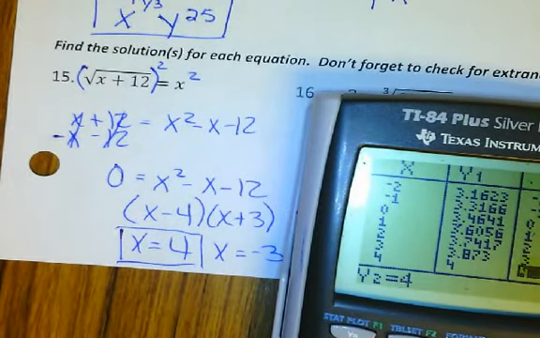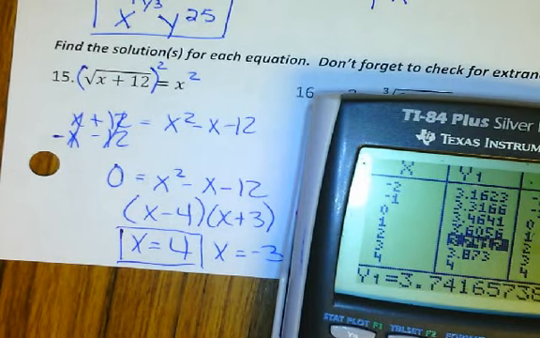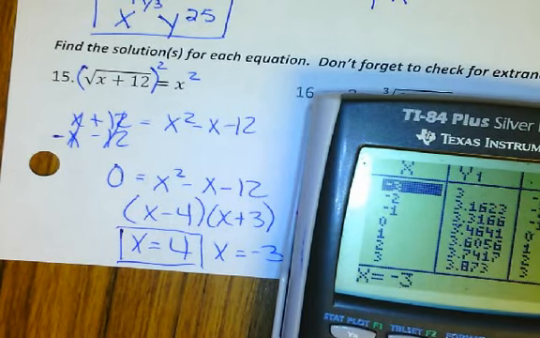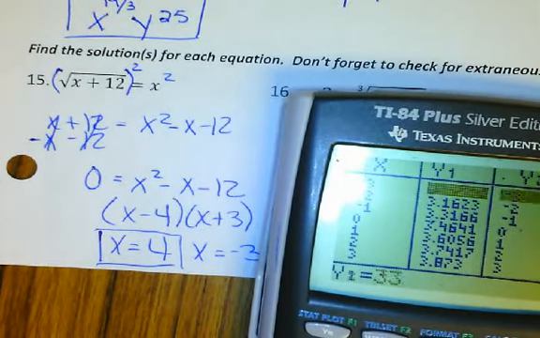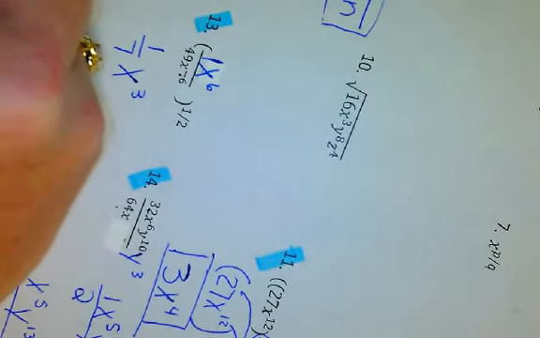Now I'm going to check negative 3. And you'll notice that these are opposites of each other. So negative 3 is the extraneous solution.